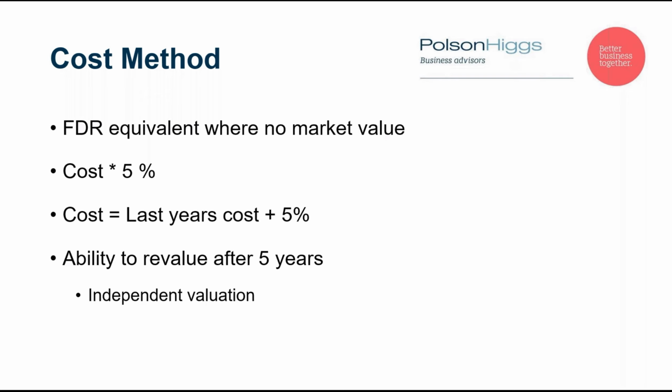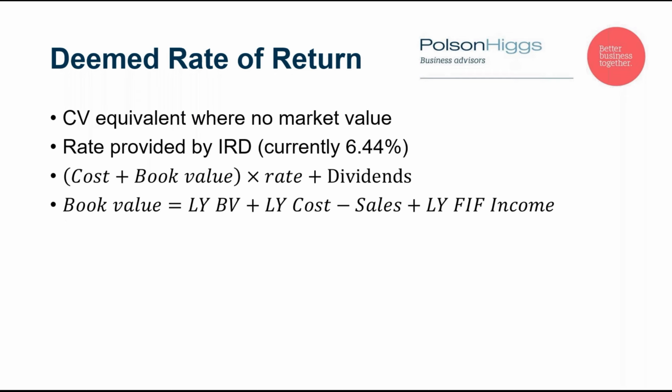What about the CV equivalent? Well, the CV equivalent is called the deemed rate of return. How this one works is, because we don't know opening and closing market values, we simply work off our cost again. And the IRD provide a rate each year, which they say is the deemed rate of return we would expect from a foreign share. Currently, that rate's 6.44%. So you calculate your deemed rate of return by taking your cost times your deemed rate of return plus any dividends received. So the deemed rate of return is the expected capital growth, plus you still return your dividends under this method.